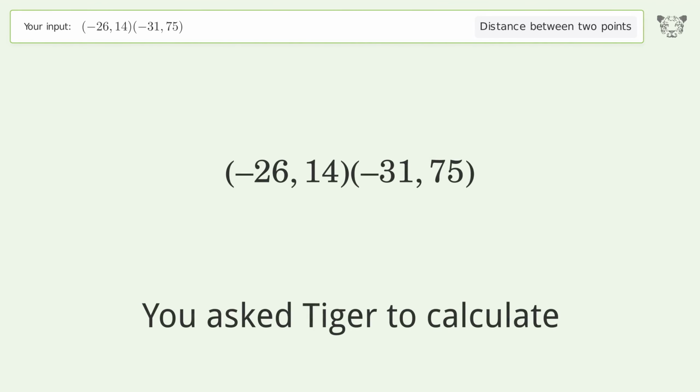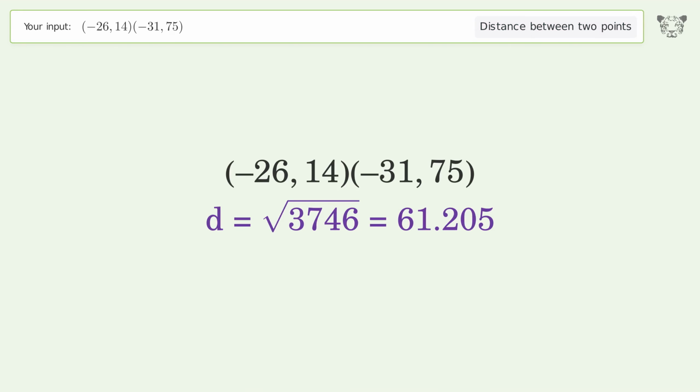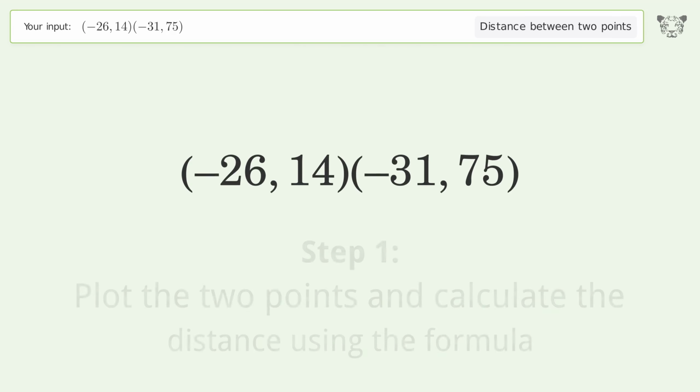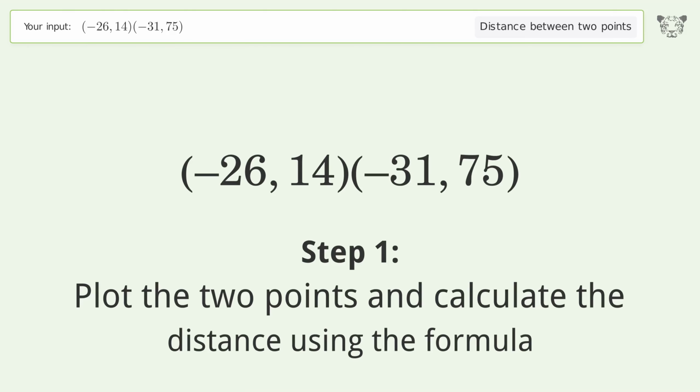You ask Tiger to calculate. This deals with the distance between 2 points. The distance between the 2 points is the square root of 3,746, or 61.205. Let's solve it step by step. Plot the 2 points and calculate the distance using the formula.